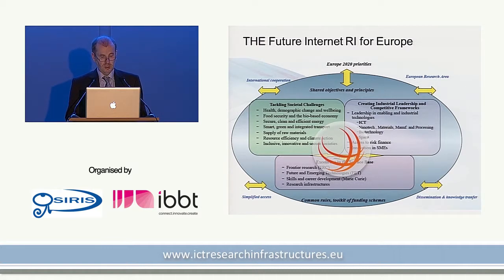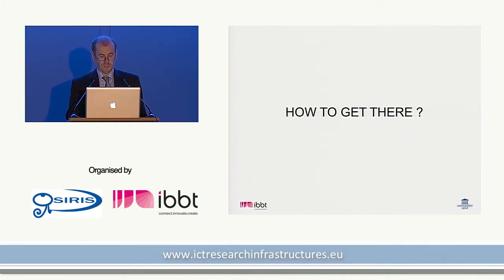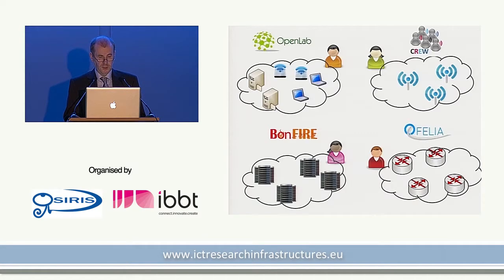Why? Because for excellence in science it is very important to develop the next generation of infrastructures. Industry needs them because they have to do innovation to come up with new products. And since the internet is really a foundation of many technical and societal challenges, it's very important to develop it further. How to get there? Well, that's where we were. That's where we are today.